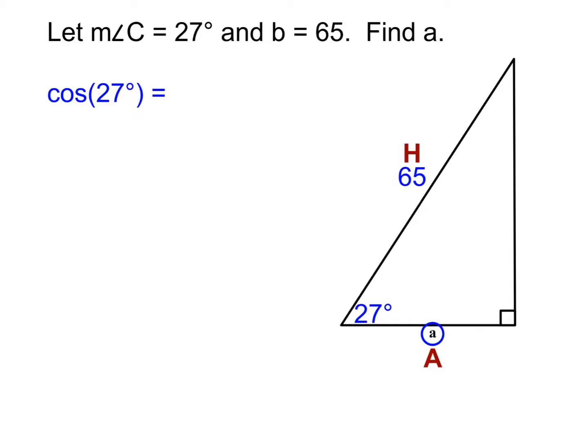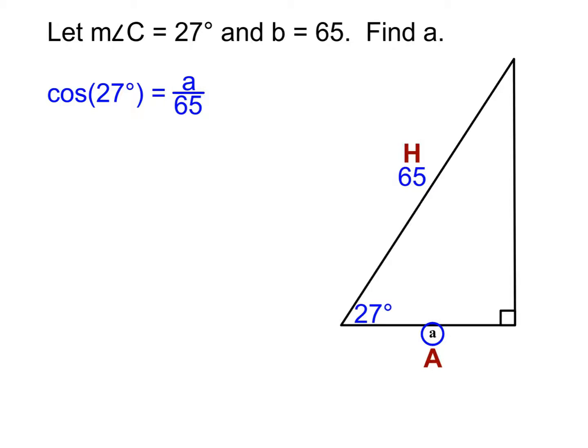All right, so I got cosine of 27 equals. Okay, now cosine equals adjacent over hypotenuse. I know that because of the definition of cosine. So then what cosine here equals is it's going to have to equal the adjacent over the hypotenuse. And I just plug in what each of those values are. So my adjacent here, that's my unknown. That is A. So I'm going to write A on top. And then my hypotenuse, that's 65. And so I write it then as A over 65.